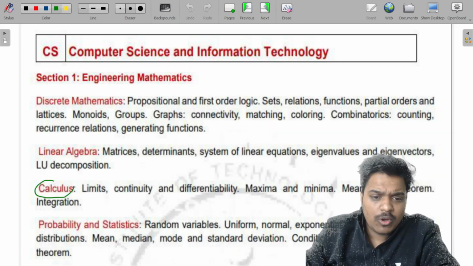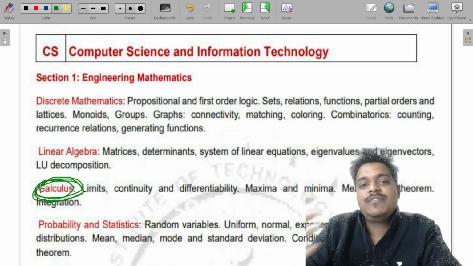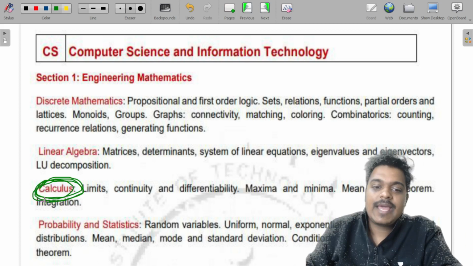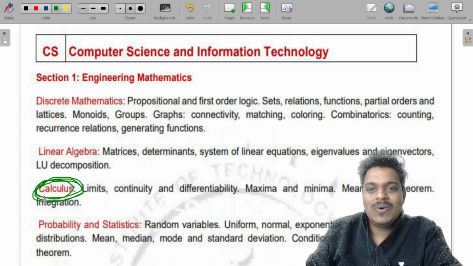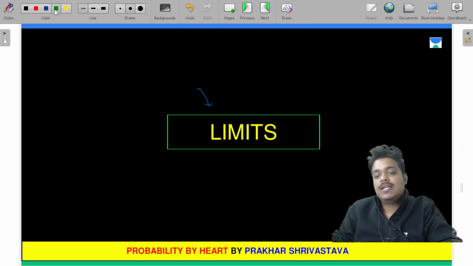Currently we are discussing the topic of calculus. In the previous lecture we discussed the smaller topics of calculus as well. Okay, so let's go. Now we have to understand limits. The first topic in calculus is limit.